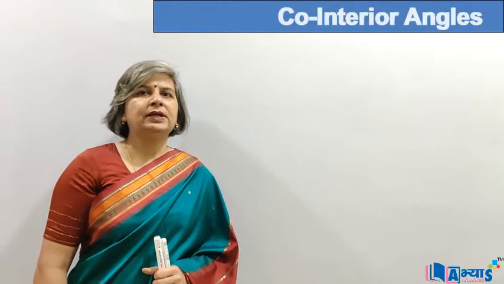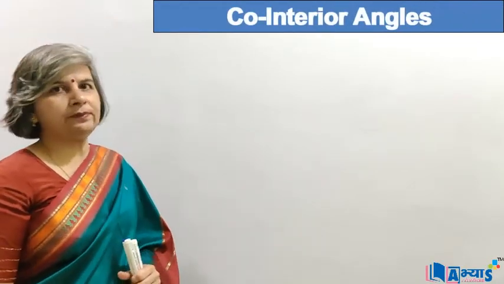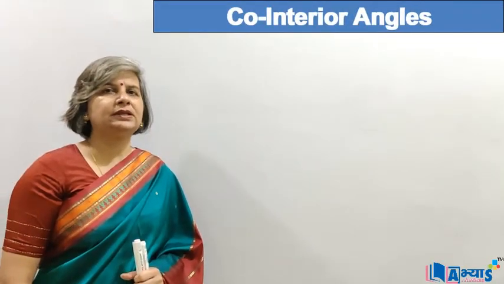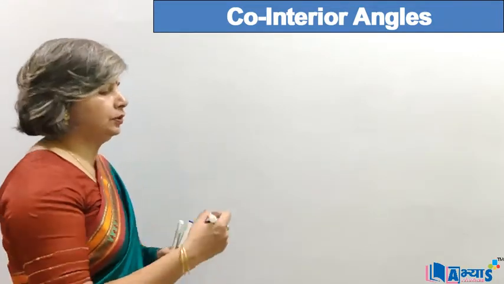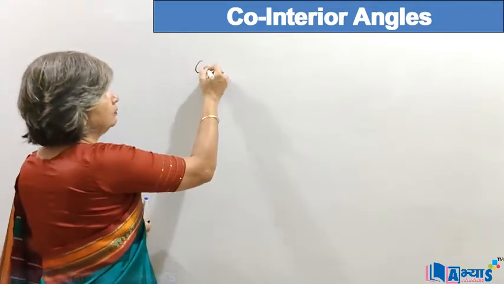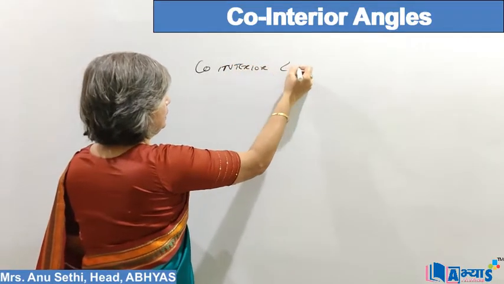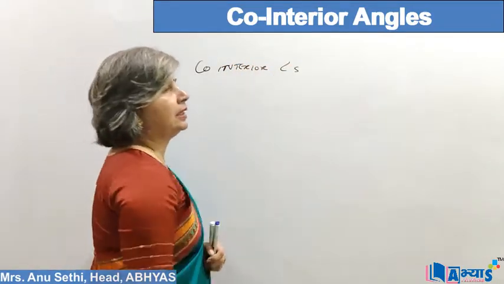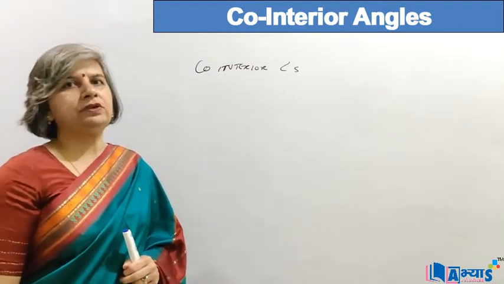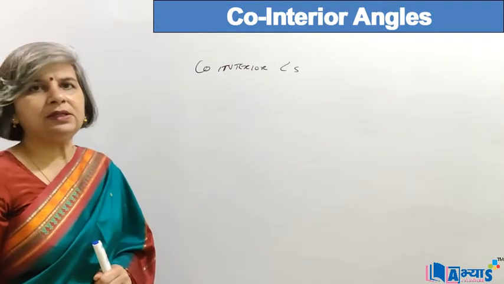Now let us discuss the concept of co-interior angles. It is part of the chapter on lines and angles in mathematics. The co-interior angles are those angles which are on the same side of the transversal and are inside the two lines.